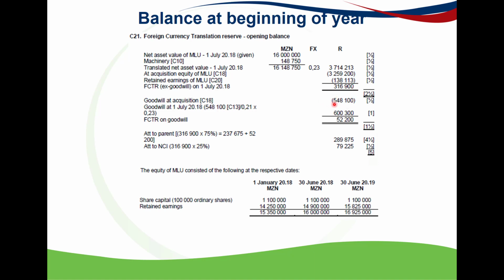We've calculated the goodwill at acquisition, the goodwill up to the beginning of the year using the at acquisition rate and the closing rate at the beginning of the year gives us our movement FCTR for goodwill, and then the FCTR attributable to the parent is split between 100% for goodwill because NCI is measured at proportionate share, and the FCTR that was used to balance the foreign exchange trial balance of the foreign operation, and NCI their share of 25%.